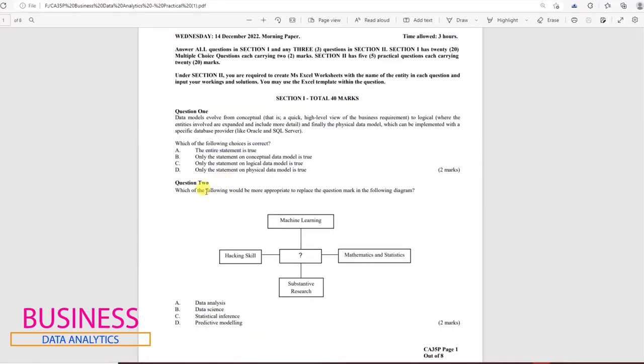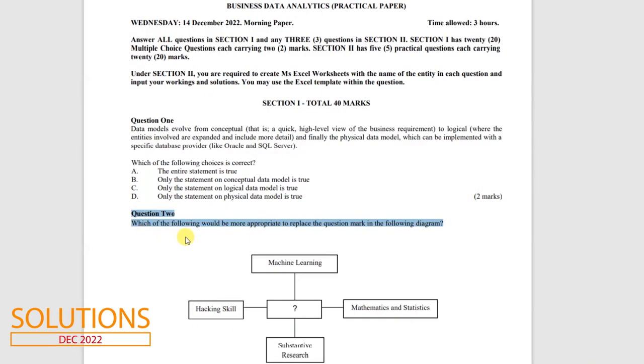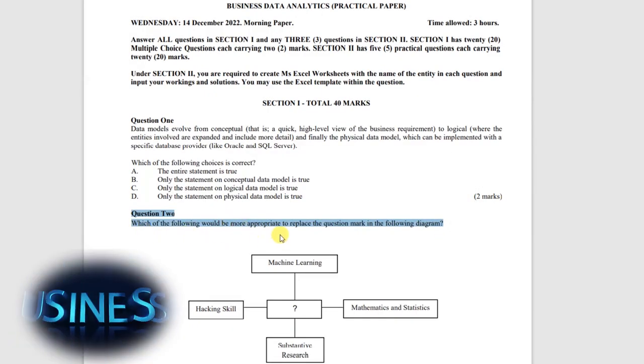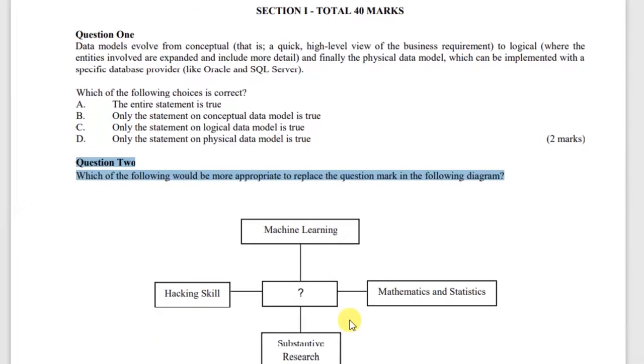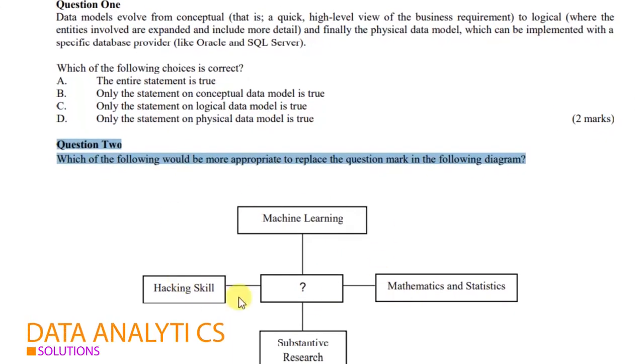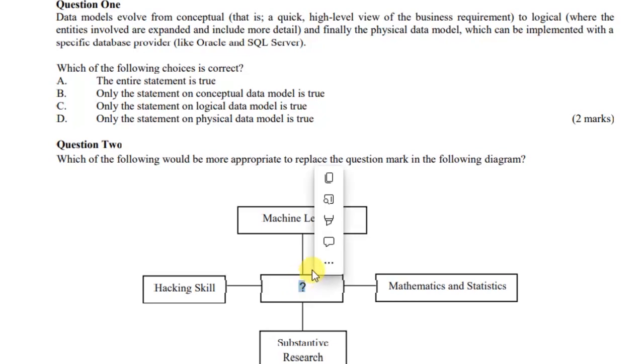Question 2, I read. Which of the following would be more appropriate to replace the question mark in the following diagram? Here is the diagram, and at the center of the diagram is the question mark. You can see the question mark. And the question is, which of the following would be more appropriate to replace the question mark in the following diagram?